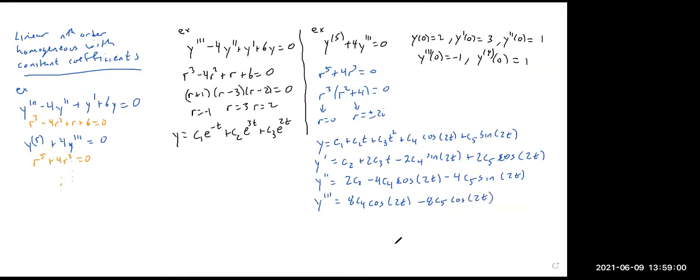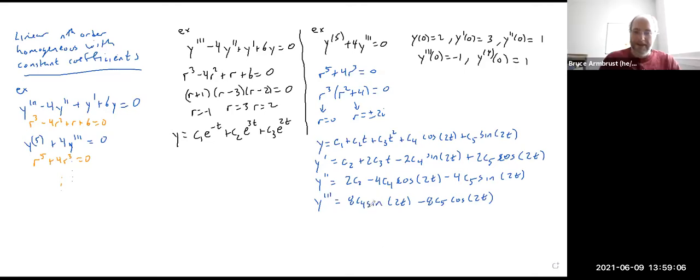The first one should be sine. Yep, thank you. I caught that as soon as I wrote the other one as a cosine. Okay, so then lastly, I think we're going to be good now. Famous last words. 16c4 cosine of 2t plus 16c5 sine of 2t. Okay, so here are all our derivatives.